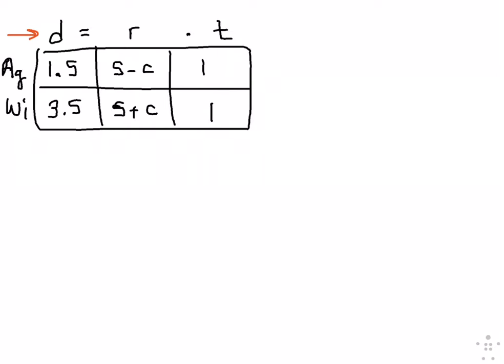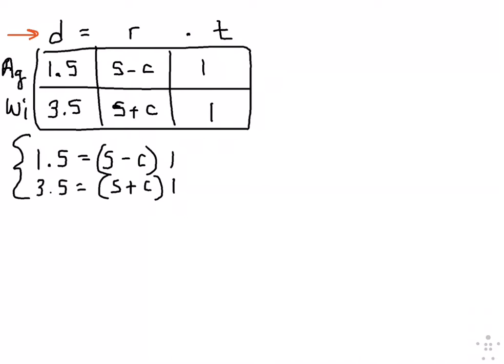So now we have our 2 equations across the top there, right? So we read them off. So we have 1.5 equals S minus C times 1, and 3.5 equals S plus C times 1, right? There's our 2 equations. And of course we can simplify them, right? 1.5 equals S minus C, and 3.5 equals S plus C. And now we have to solve.